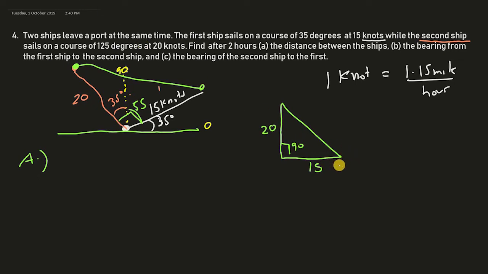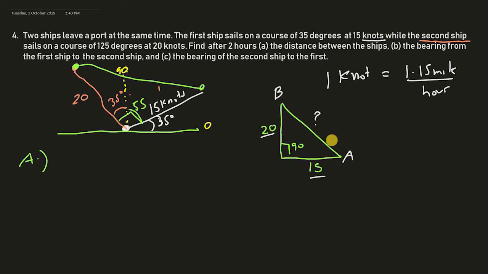Let's name this the first ship, and this is the second ship. Now, guys, what we are looking for here is the hypotenuse, this side. To find that, we first need to identify the distance, because the values 20 and 15 are only speeds. So let's find out the distance that they covered.